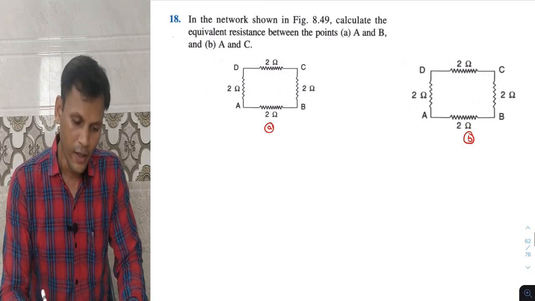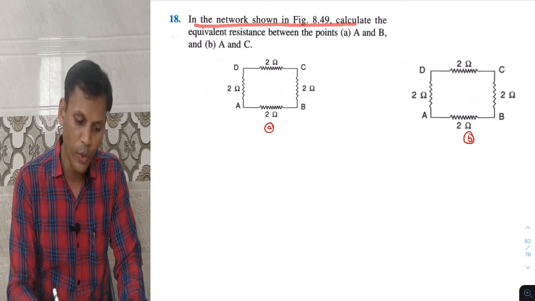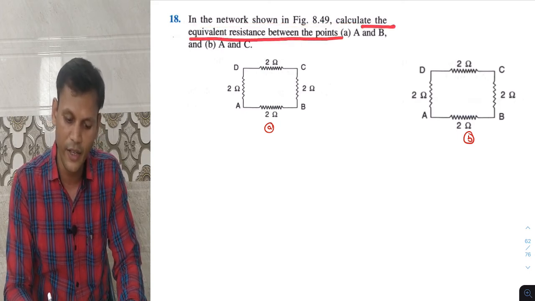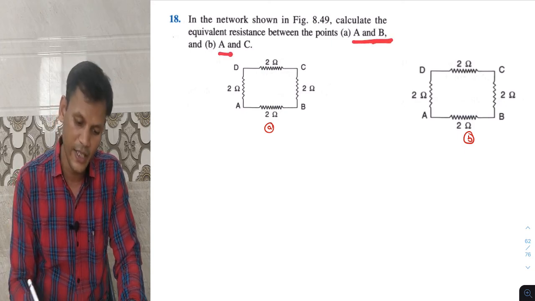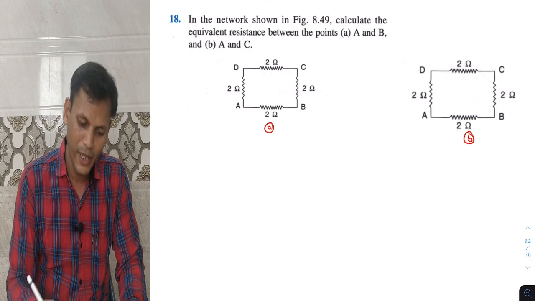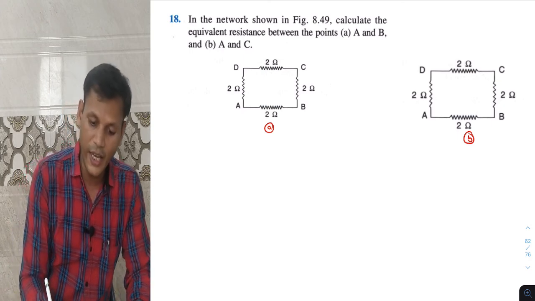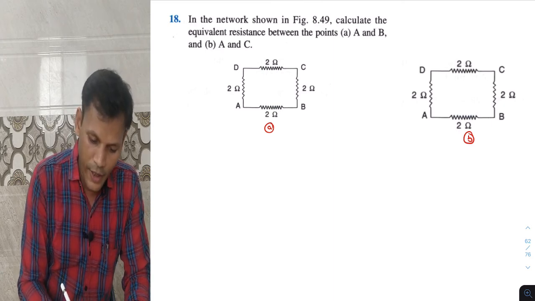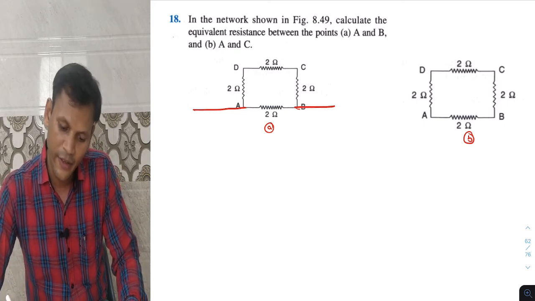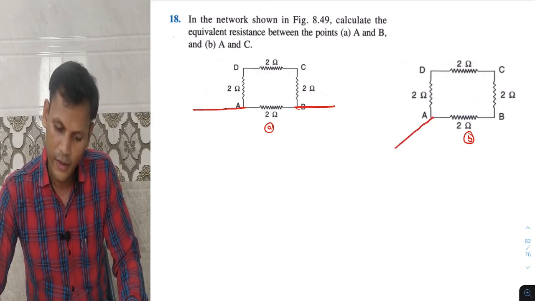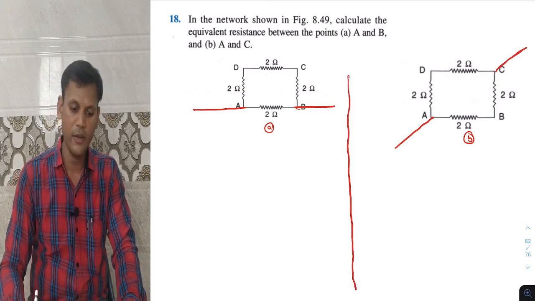Question number 18, the second last. In the network shown in the diagram, calculate the equivalent resistance between points across AB and AC. The same diagram I have taken, but I have divided it into two parts. Very easy it is. First is across AB, and second is across AC. We will do both simultaneously.